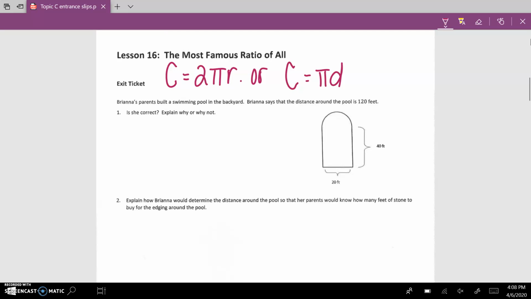Number one says Brianna's parents built a swimming pool in the backyard. Brianna says that the distance around the pool is 120 feet. Is she correct? Why or why not? Remember, distance, again, that is circumference. It's like we're talking about the outer edges.